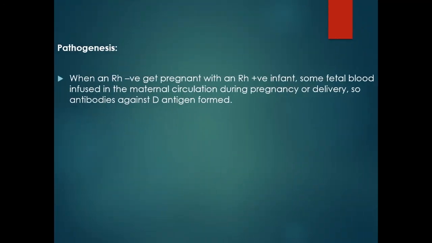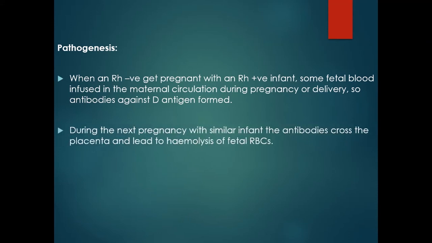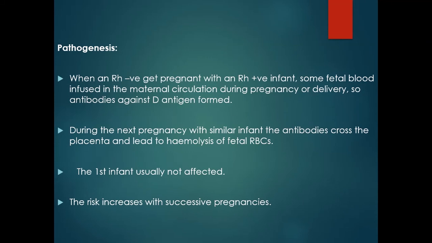Pathogenesis: when a rhesus negative mother gets pregnant with a rhesus positive infant, some fetal blood cells are infused into the maternal circulation during pregnancy or at delivery. So antibodies against the D antigen will be formed in the mother. During the next pregnancy with a similar infant, the antibodies cross the placenta and lead to hemolysis of fetal RBCs.